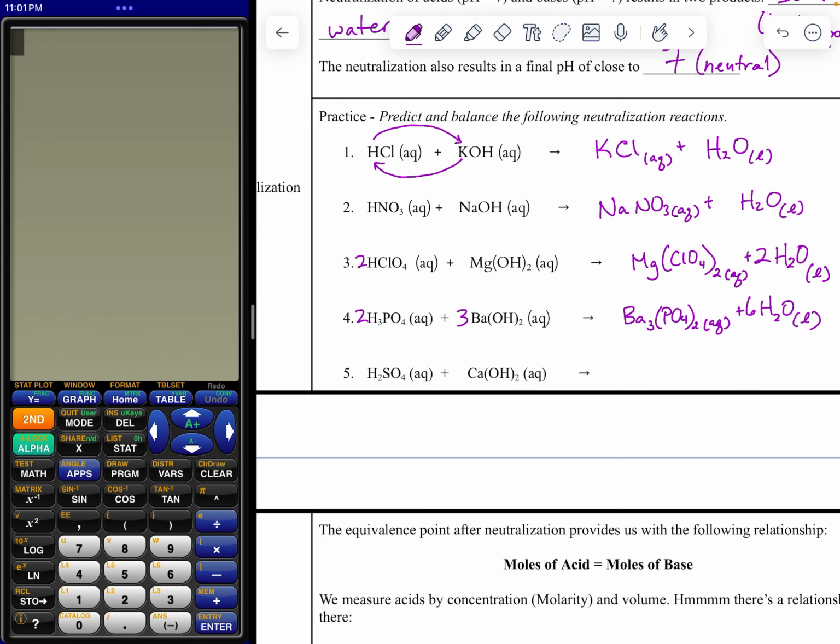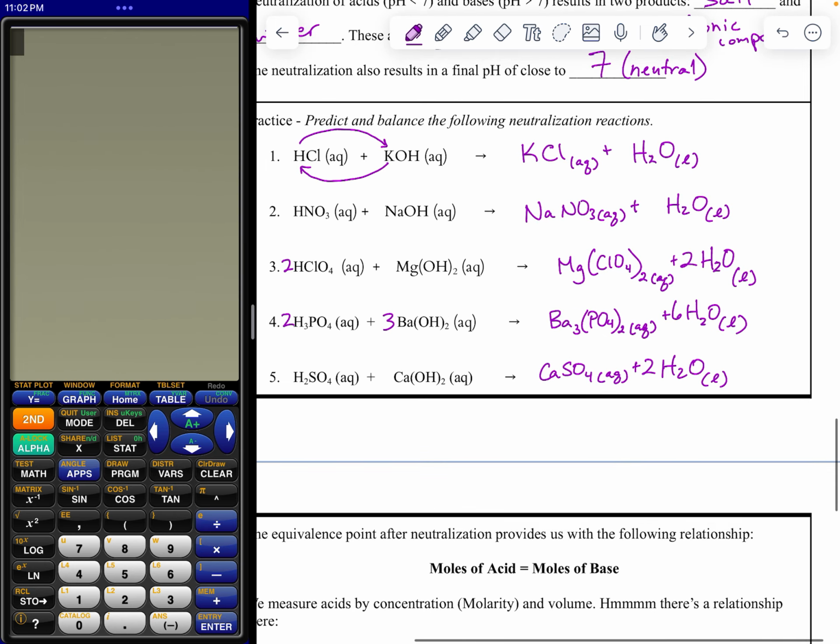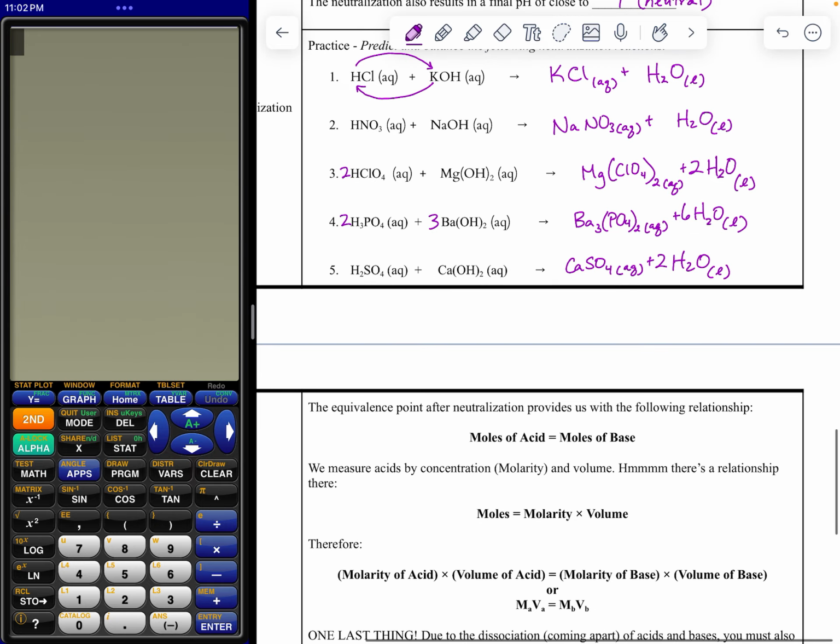And then, of course, we have calcium with our sulfate here. That's aqueous. Going a little too quick. And water. So, again, the same idea. Salt, ionic compound, right? Plus water. And I like balancing, so we balance. We end up needing a 2 out front there, and we are good. So those are just our neutralization reactions.